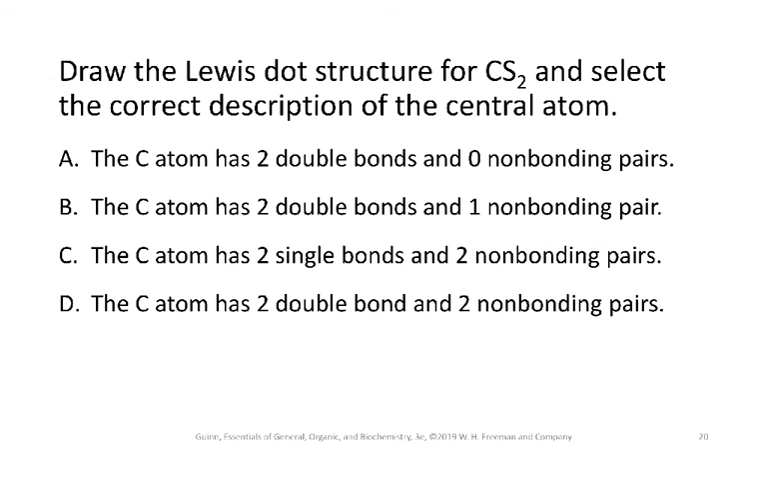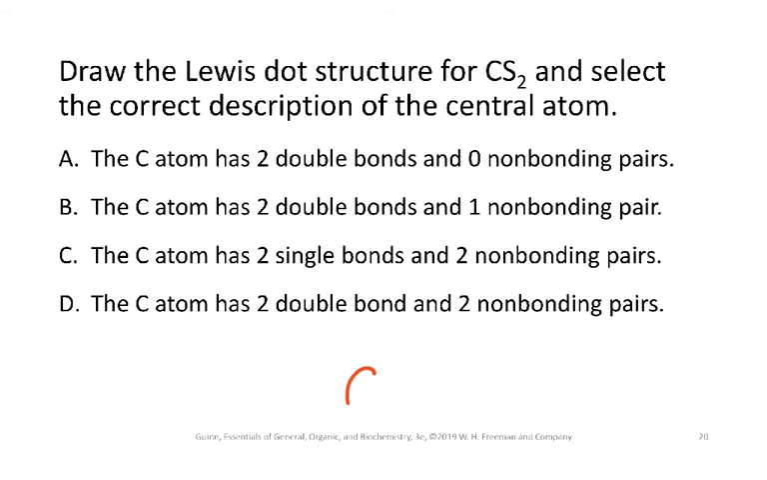Okay, here's another question. Draw the Lewis dot structure for CS2. All right, I'm going to give you a hint. We just did CO2. And look at oxygen and sulfur on the periodic table. Think about the number of valence electrons and the dot symbols. They are exactly the same.